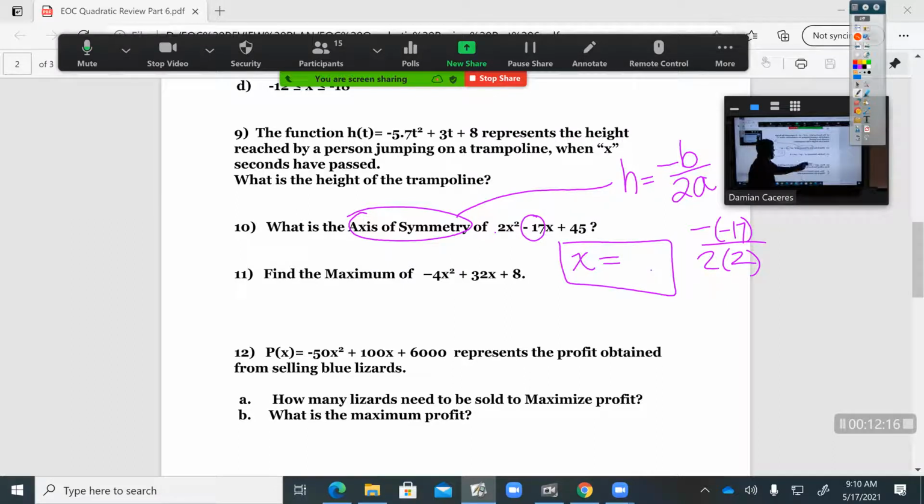Now what happens? On number 11, they're asking to find the maximum. The maximum is very different.